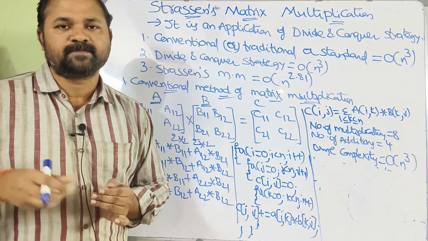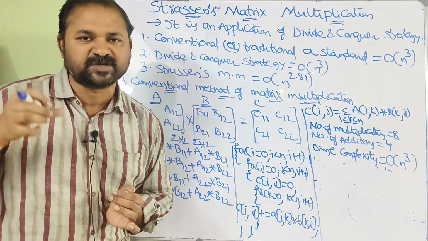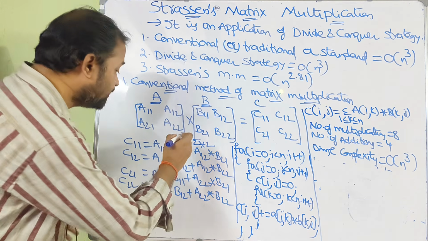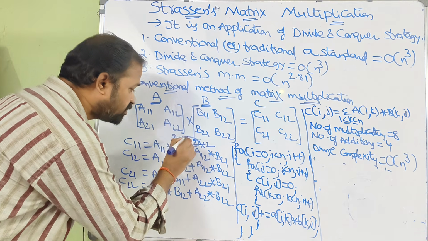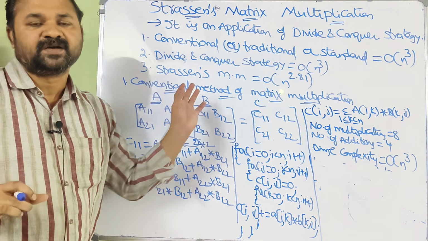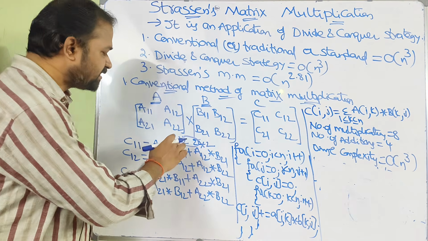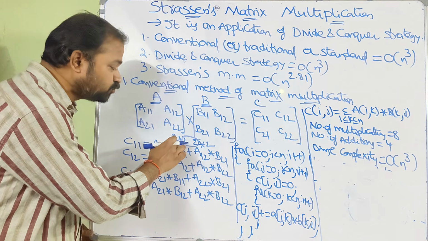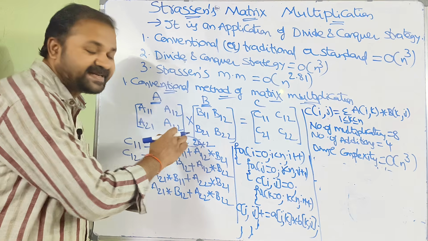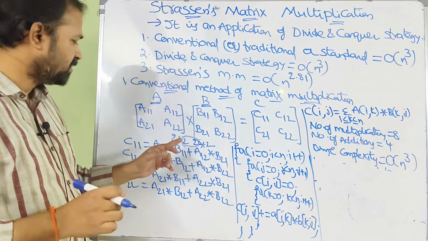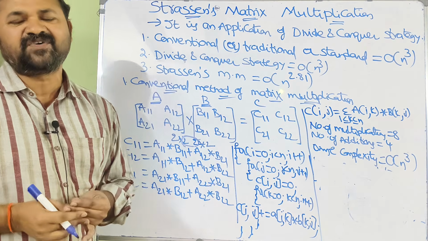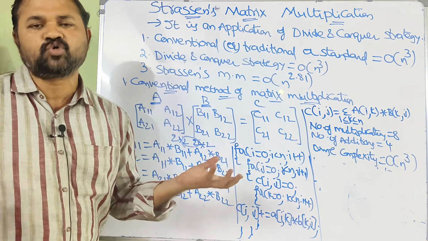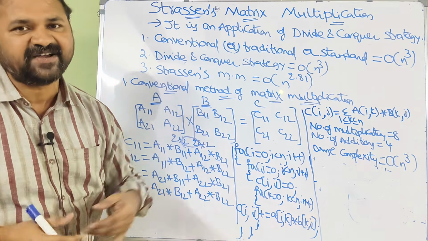We know that matrix multiplication is possible only when the column size of the first matrix is equal to the row size of the second matrix. Here the column size of the first matrix is 2, and the row size of the second matrix is 2. So both are the same, so then only matrix multiplication is possible. We know the logic for how to multiply a 2 by 2 matrix using the conventional way.